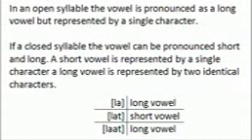Let's take a look at these examples. La is an open syllable with a long vowel. Lot is a closed syllable with a short vowel. Laat is a closed syllable with a long vowel.